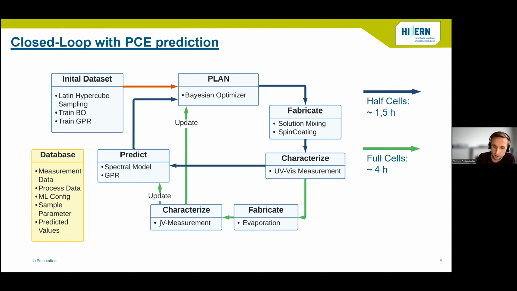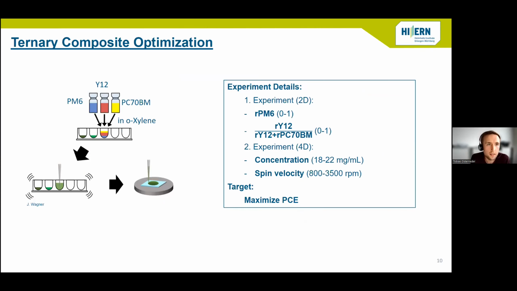So we ran this closed loop approach on a ternary composition optimization. We used PM6, Y12, and PCBM in o-xylene. And we ran two experiments, one with 2 open parameters and one with 4 open parameters.